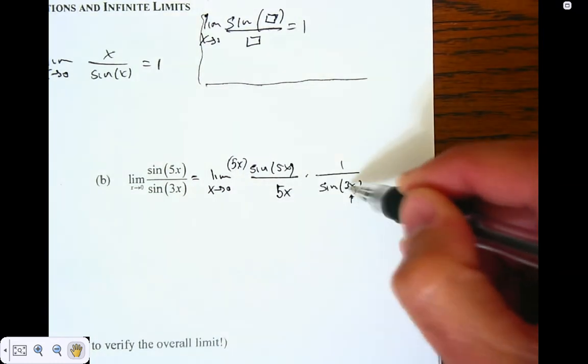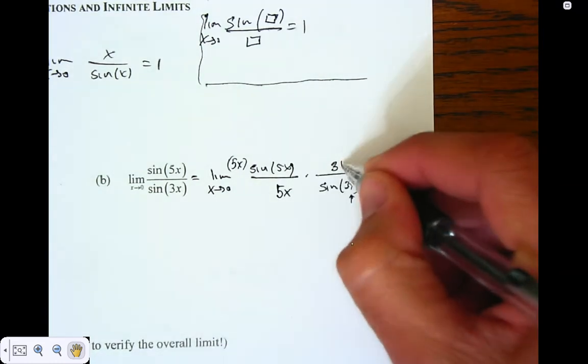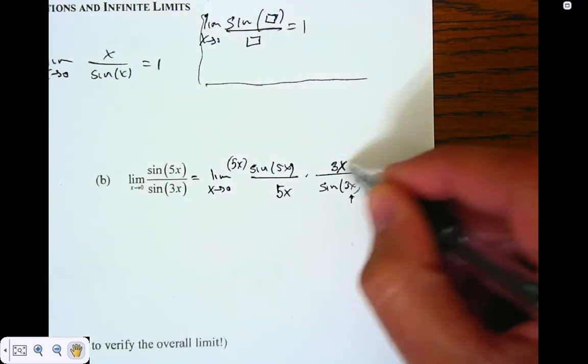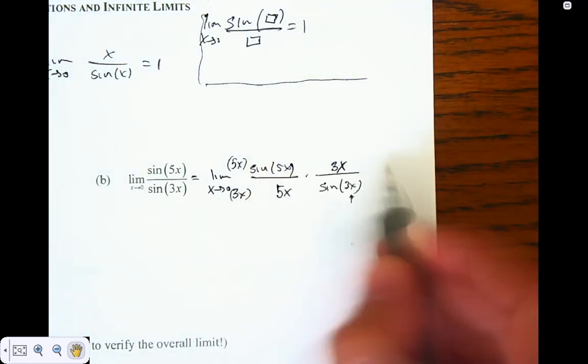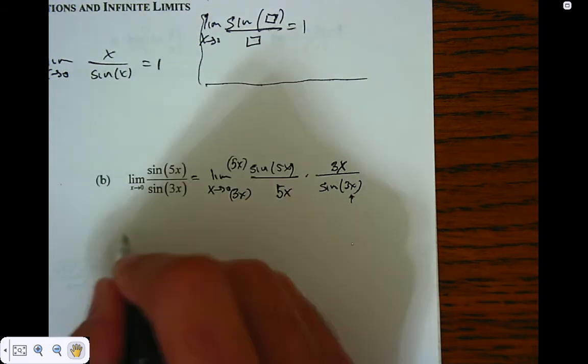Look at that guy. That's 3x. Well, I need a 3x here. But I can't just put 3x in a numerator, right? Unless I also put it as a denominator so they could cancel. So let me clean this up.